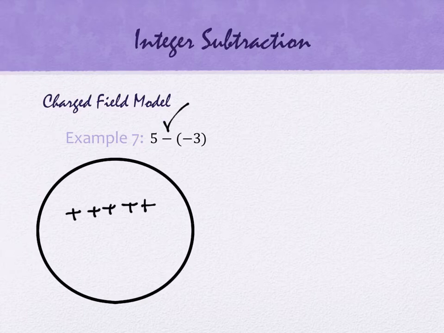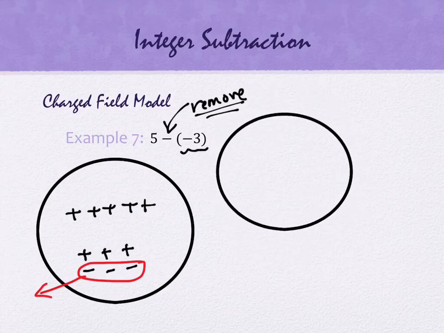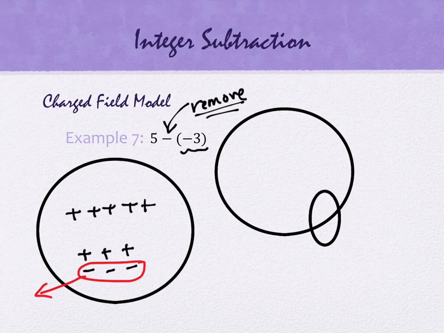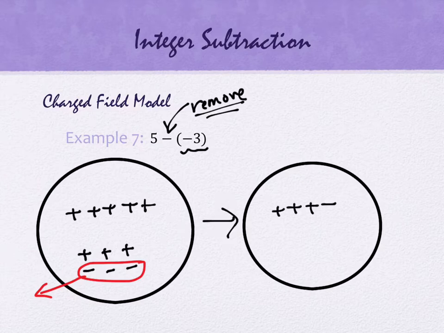And it says that I want to remove 3 negatives. Well, I don't have 3 negatives, so I put the positives and negatives in pairs. Once I have the 3 negatives in my diagram, I'm able to then remove them. And when I do that, the result of what's in my circle changes. Whoa, whoa, whoa. And I now have 8 positives in my circle.